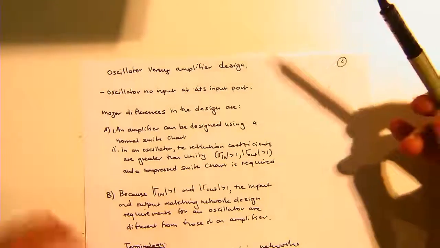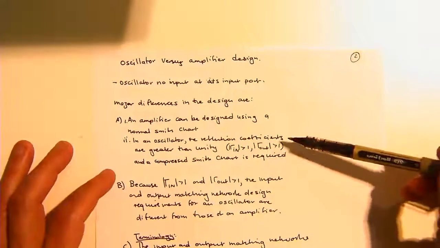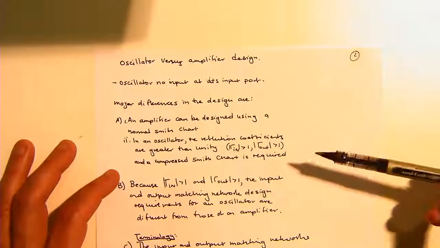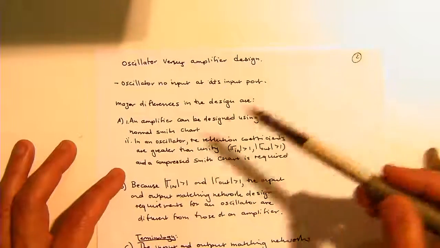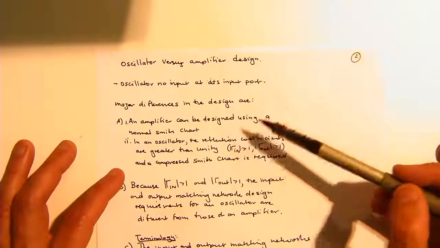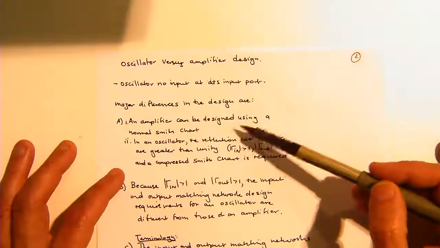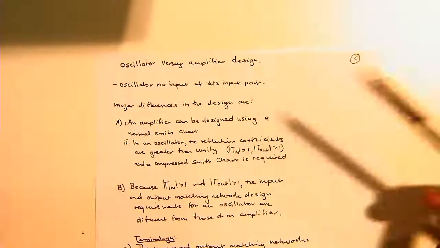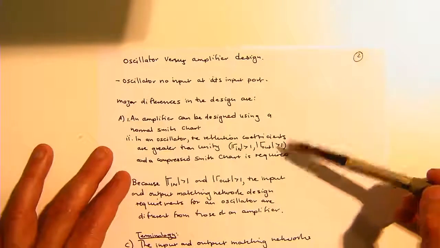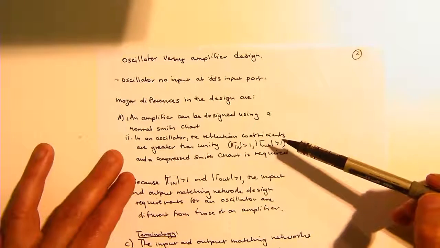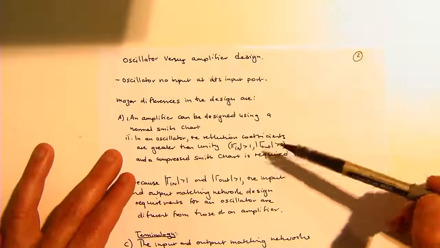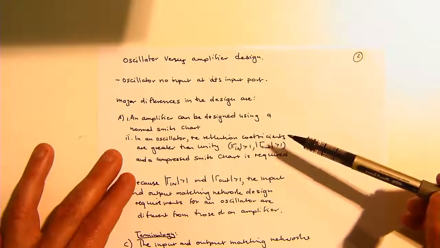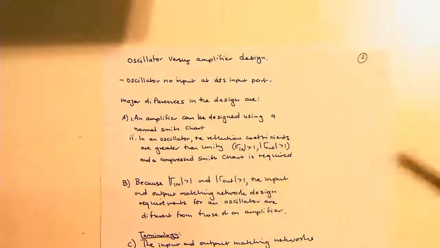Now, the other thing that's important here is that in an amplifier, because the input and output reflection coefficients are generally less than 1, you can usually use a standard Smith chart, and that gives you everything you need. In an oscillator, the situation gets a little more complex in the sense that you usually desire your input and output reflection coefficients to be greater than 1. Under those circumstances, you use a compressed Smith chart.